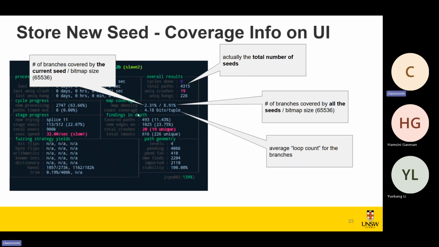And the number below here is actually the average loop count for the branches. Because we are keeping track of how many times a branch has been covered in the bitmap, this one is like the average loop count.